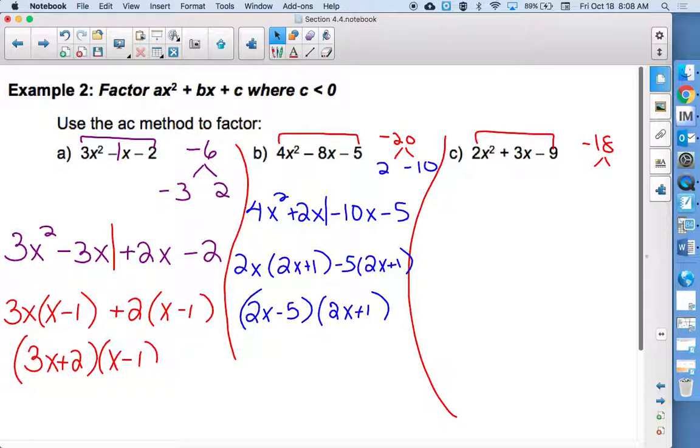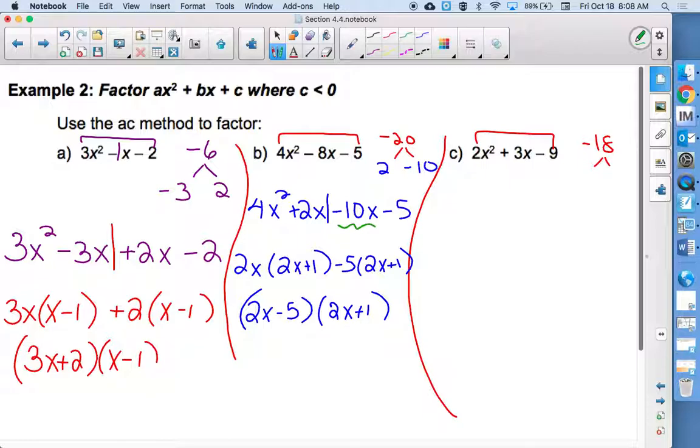Any questions with B? So pulling a 2x out of the first pair, a negative 5 out of the second pair, because it's a negative 10x. So if that number, the negative 10, if it's negative, pull out a negative. That way our parentheses stay the same.